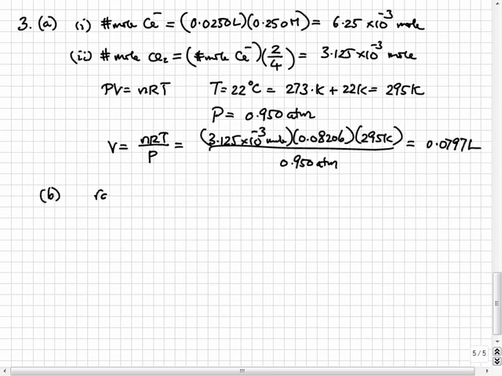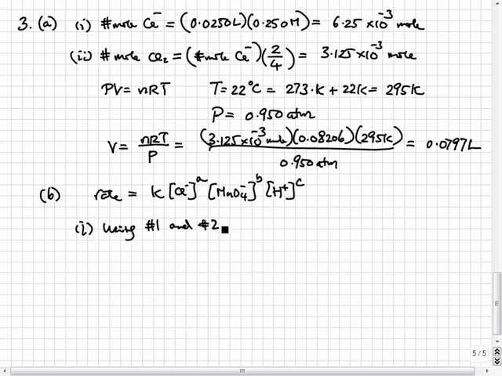B. According to the rate law, the rate of a reaction is equal to the rate constant k multiplied by the concentration of each reactant to some power. We will let the orders of Cl-, MnO4-, and H+ be a, b, and c. 1. Using experiments 1 and 2, we get rate 2 divided by rate 1 equals concentration of Cl- in trial 2 to power a divided by the concentration of Cl- in trial 1 to power a. The other two concentrations are the same in both experiments and they cancel out.